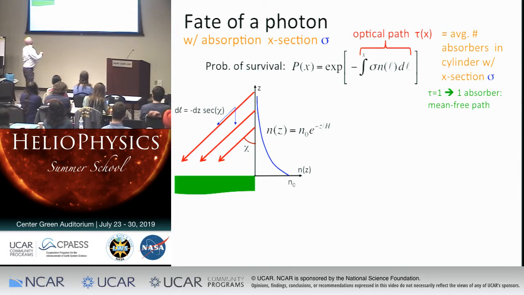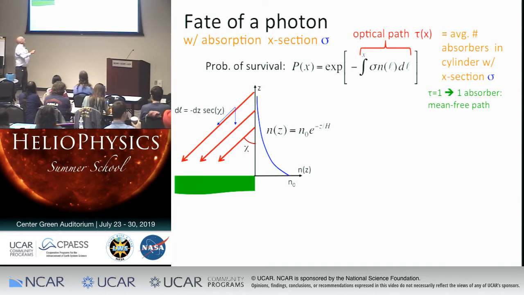Now, the last thing we need to think about is these photons aren't necessarily going straight down. They're coming in at an inclination because the sun isn't always directly overhead. So it comes down with an angle chi, and so dl is actually minus dz, z goes up, we're talking about altitude here, secant of chi. That's just the geometry part.